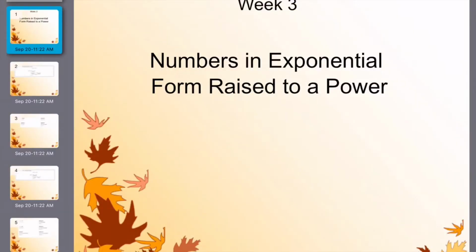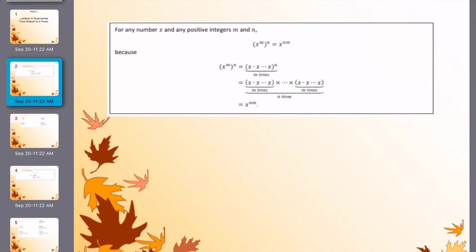How are we doing, everybody? Today's video is going to be pretty short because it's pretty straightforward, but today we are talking about numbers in exponential form raised to a power, so a power to another power. So when we have this situation of an exponent that is raised to another power, essentially all that we have to do is multiply those powers together. So let's put this into practice.